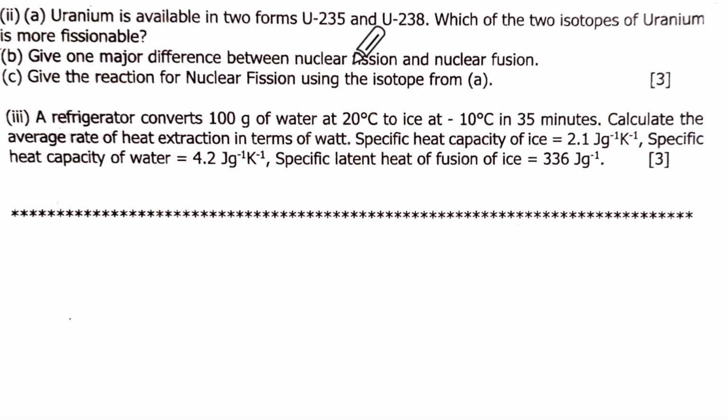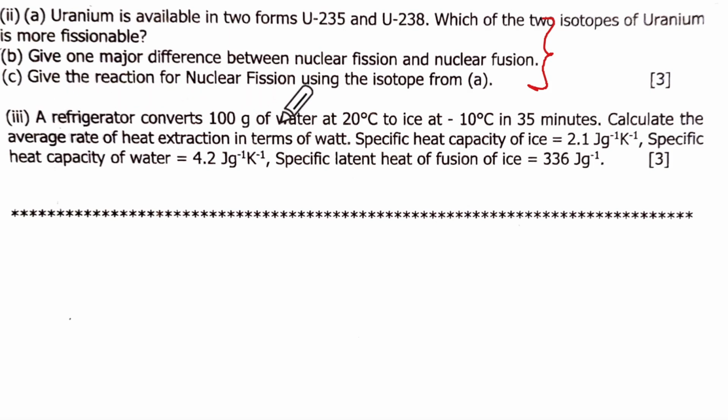The major difference between fission and fusion is learning type. Give the reaction of nuclear fission using the isotope in A. So in A, which one is fissionable? You have to learn that reaction. So this is all learning type.